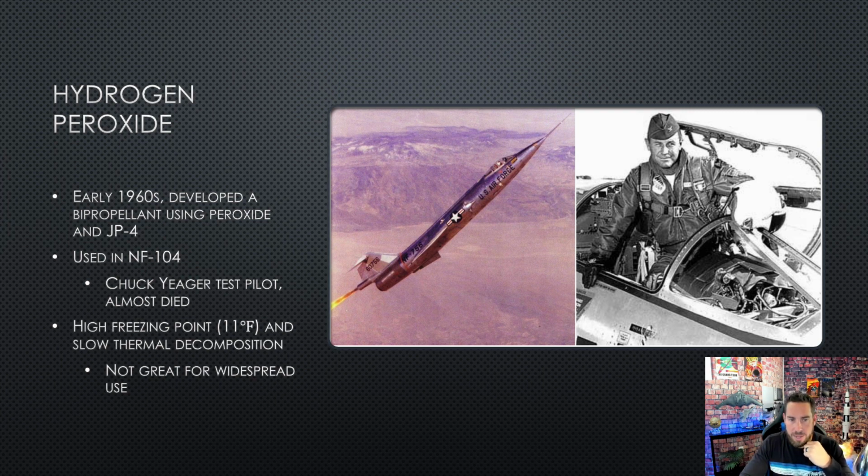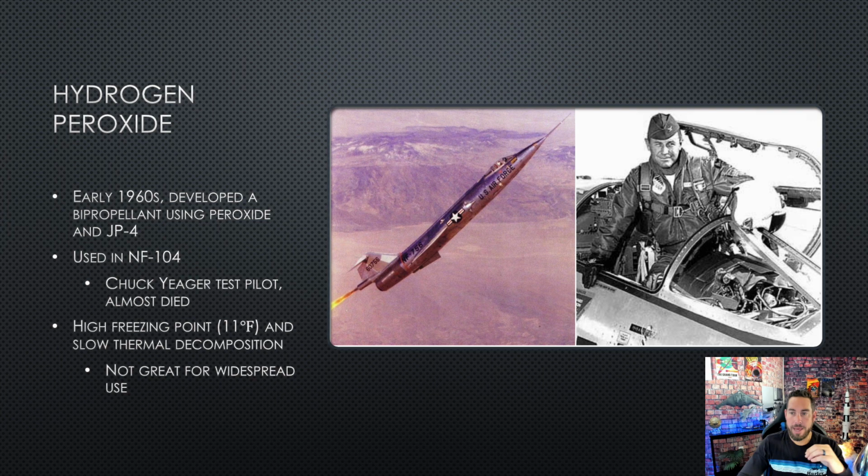So the NF-104 you can see right here had this rocket engine mounted right above the afterburner nozzle on the F-104. You used peroxide and JP4, and when you ignited it, it would kick out about 6,000 pounds of thrust, which is a huge kick in the butt. So it was like a super afterburner. The main engine plus the regular afterburner would get you up to about 60,000 feet. At that point, you cut in the rocket, and that takes you from 60,000 feet up to 120 to 140,000 feet.